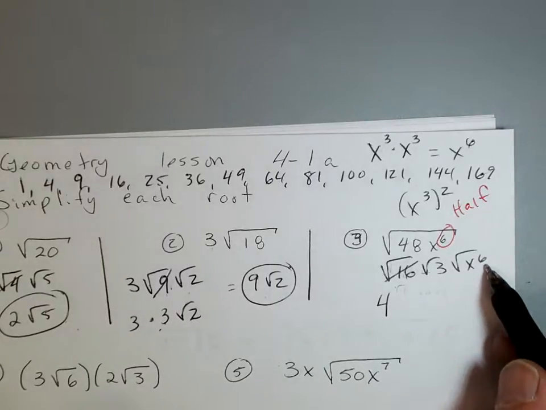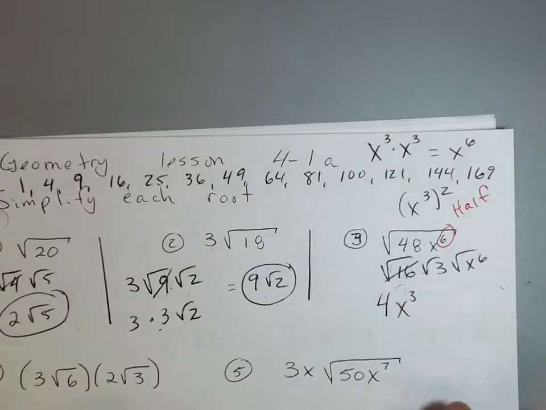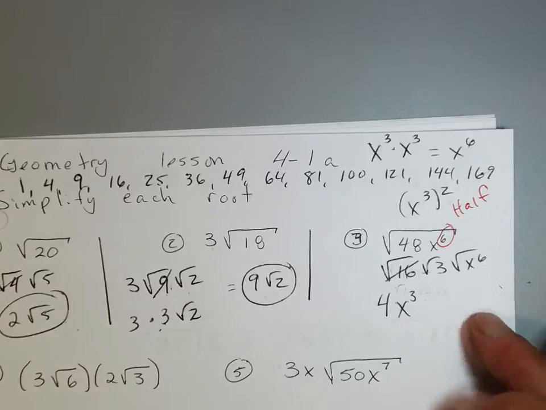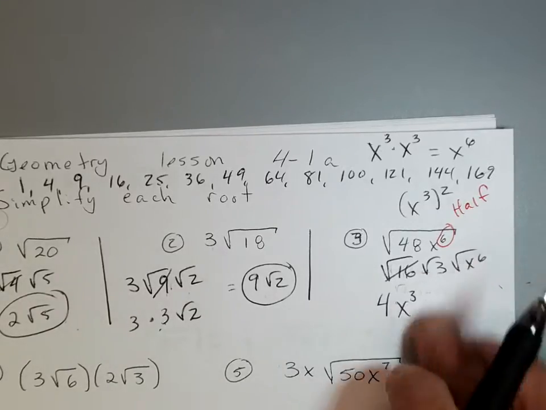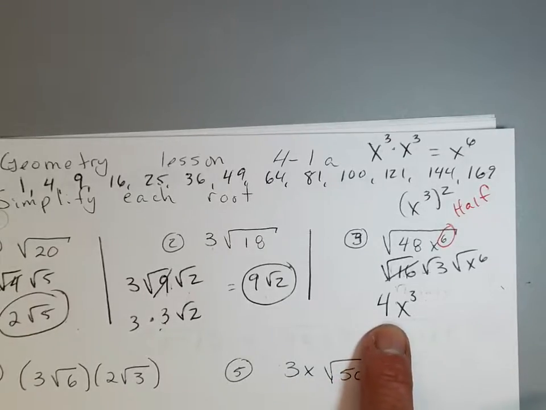So I'm going to take half of this right now. When I take half of it, it becomes x cubed, right? And when I take the half, I'm taking the square root, so it comes out. Does that make sense? When I take the square root of 16, it becomes 4, it comes out. Don't take the square root of 4, it's out, it's done.